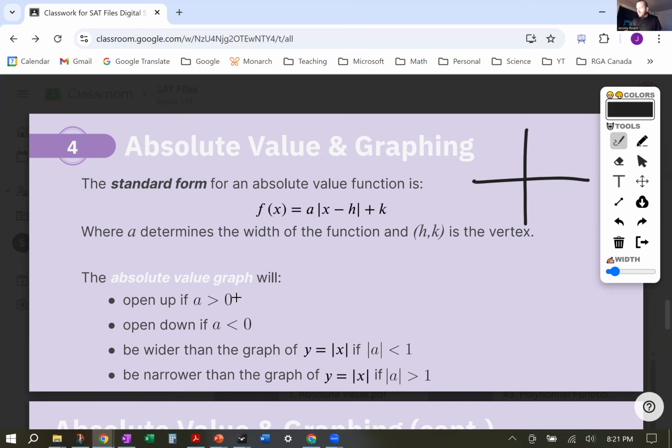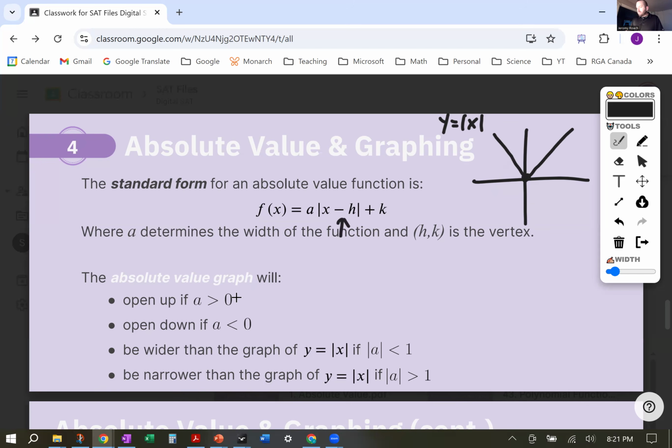If it's a negative where the a goes, then it opens down. And then the main function, absolute value of x, looks something like this. We go up 1 over 1, up 1 over 1, up 1 over 1 for our slope, for y is absolute value of x. And that's for this side. And then the other way is up 1, back 1, up 1, back 1, up 1, back 1 for the slope. So that's our parent function of absolute value. And we start at 0, 0.